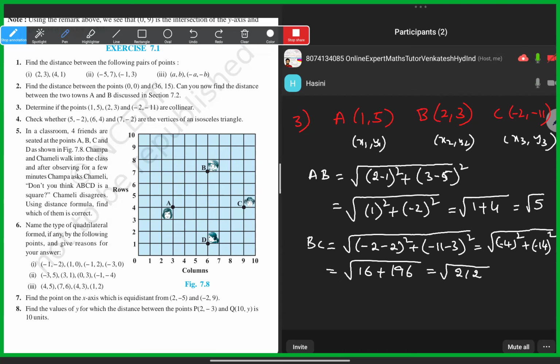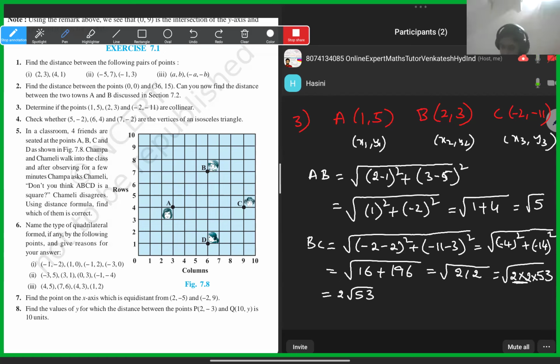If we simplify it using prime factorization, Hasni, you will get it as 2 into 2 into 53. If we do the prime factorization of 212, so now 2 is paired, no? Yes, sir. So we can take it outside the root. It will become 2 root 53. Yes, Hasni.